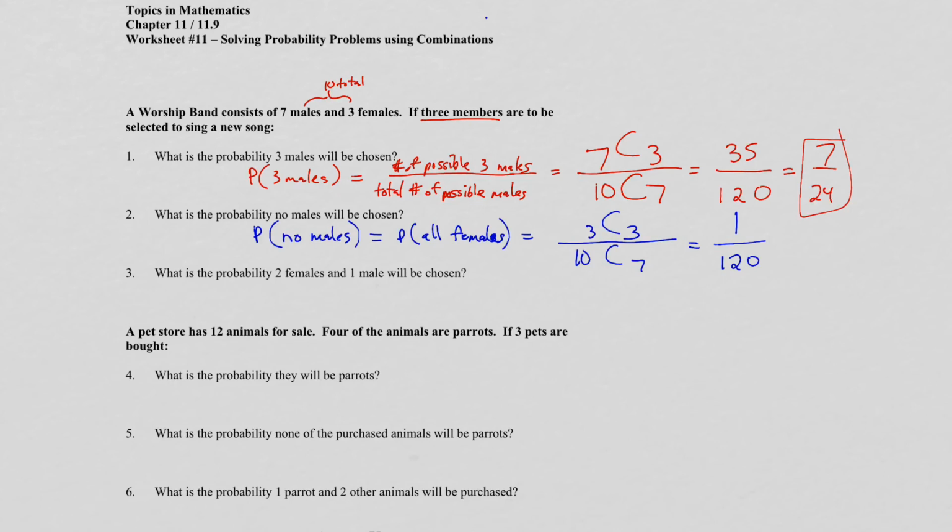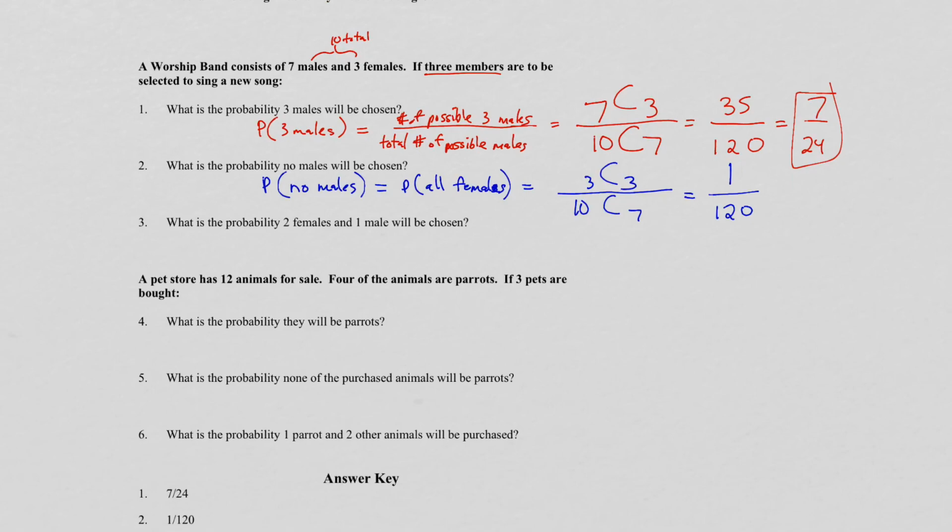All right, so that's how I did that one. I focused on the males, and then I thought about picking 3 females from 3 females. Now the book may do a 1 minus deal, which you can do as well.